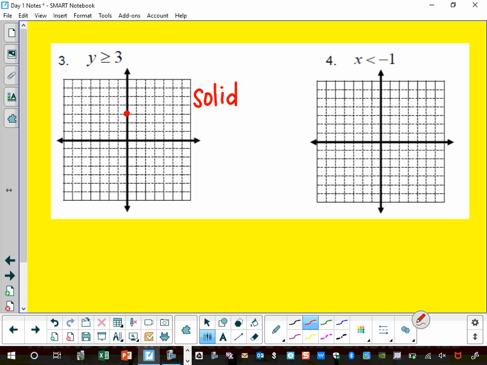Joanna, will I shade above or below? Above. Why? Because it's greater than. Will this line be horizontal or vertical? Horizontal, good. And I'm going to shade above.